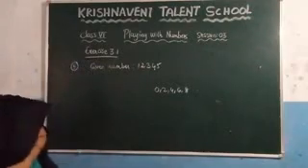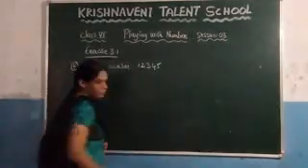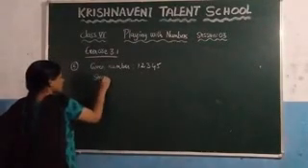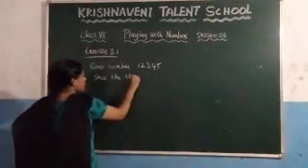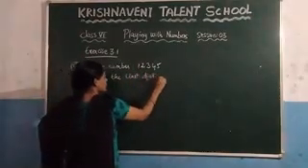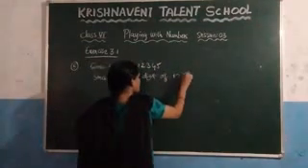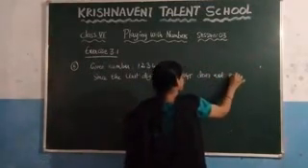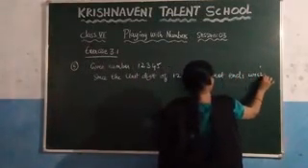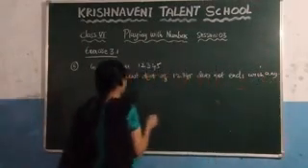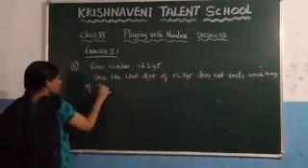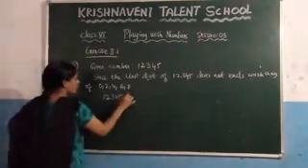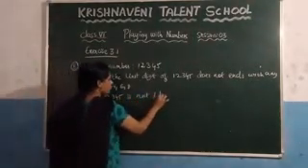So write it here. Since the unit digit of 12,345 does not end with any of 0, 2, 4, 6, 8, we can say that 12,345 is not divisible by 2.